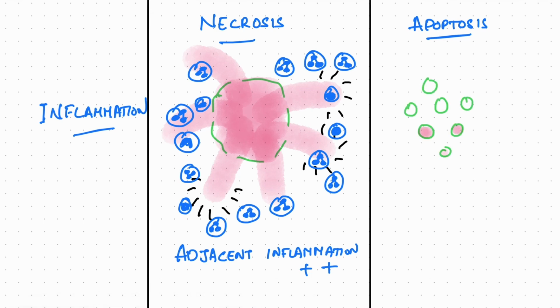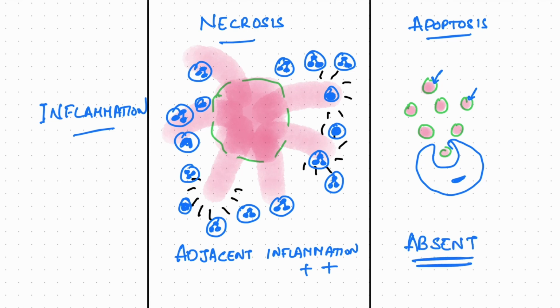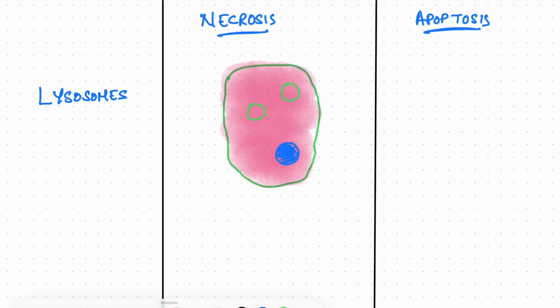In apoptosis, the situation is very different. The cell remains enclosed within membranes and is broken into apoptotic bodies. These fragments are rapidly recognized and engulfed by phagocytes. Because there is almost no leakage of intracellular contents into the surrounding tissue, apoptosis usually does not produce a significant inflammatory reaction.